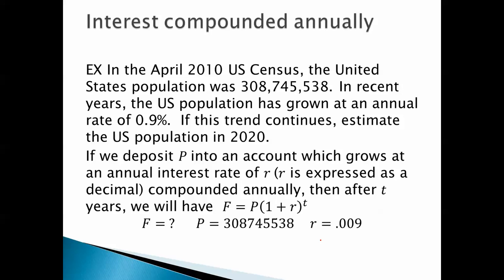Now be careful. It's so tempting to say, okay, in this problem, R equals 0.9, but that would be wrong. Because if the increase expressed as a percent is 0.9%, the way we'd express that as a decimal is 0.009. So don't enter R equals 0.9. That's wrong. Okay, in this case, T equals 10 years.